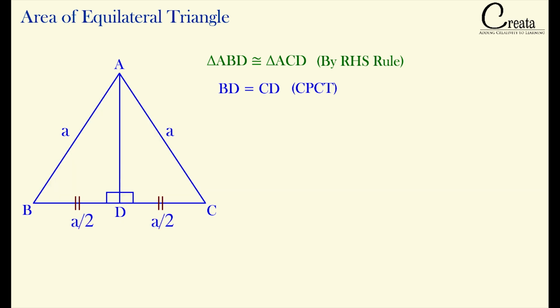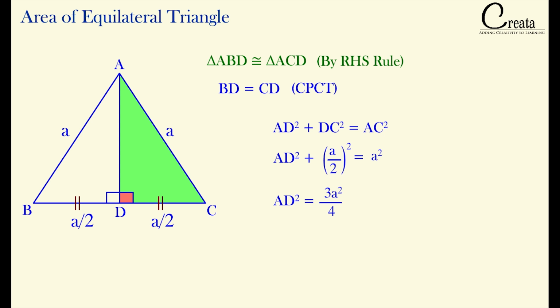Moving further, if we take the triangle ADC, ADC is a right angle triangle. So we can apply the Pythagoras theorem in this triangle. Let's do so. Here AC is the hypotenuse. So we get AD square plus DC square is equal to AC square. Here AC is A, and just now we have seen DC is half of A, that is A by 2. Let's put the values. On solving, we get AD as root 3 by 2 A. Here AD is the height of this equilateral triangle. So we can say the formula of height of an equilateral triangle is A times root 3 by 2.